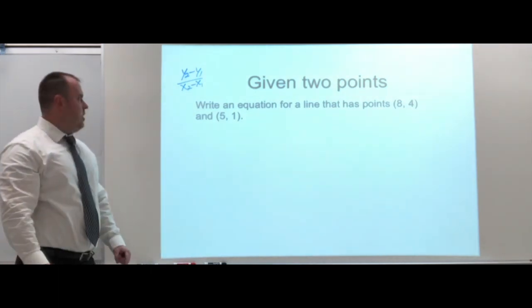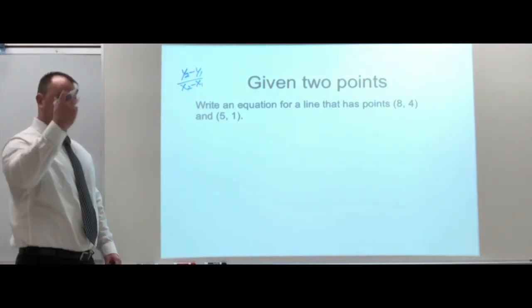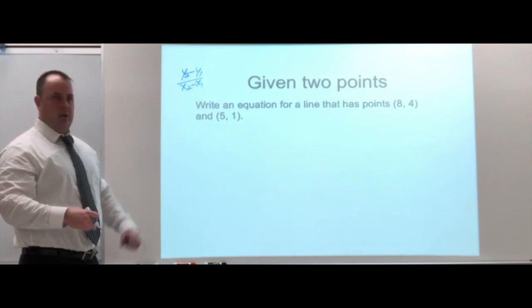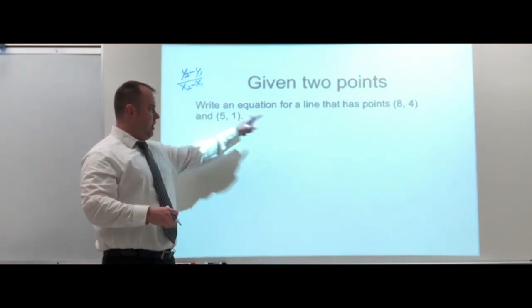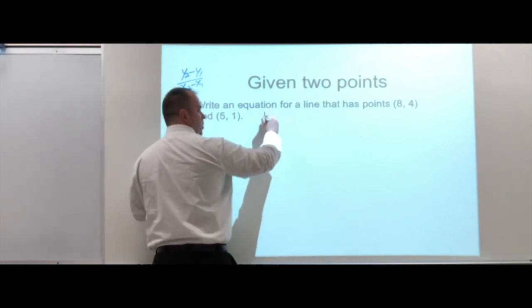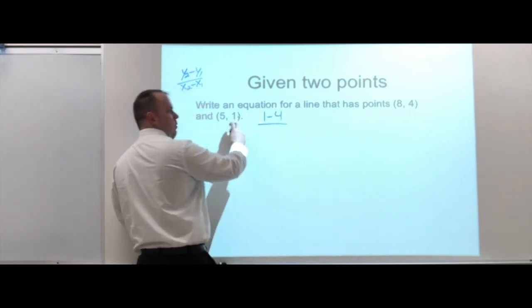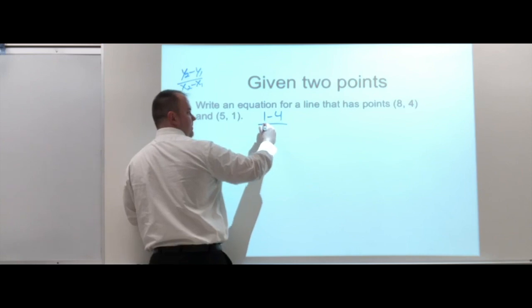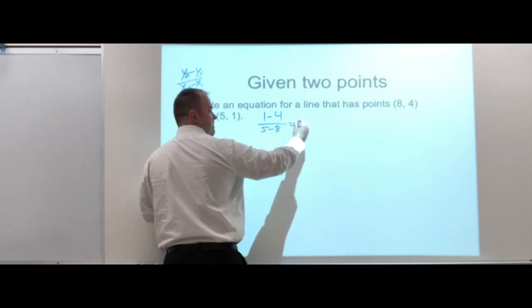y2 minus y1 over x2 minus x1. That's the rise over run formula. And now we have our points. (5, 1), (8, 4). Let's use those points for the y's. 1 minus 4. Since my 1 came first here, my 5's going to come first. 5 minus 8.